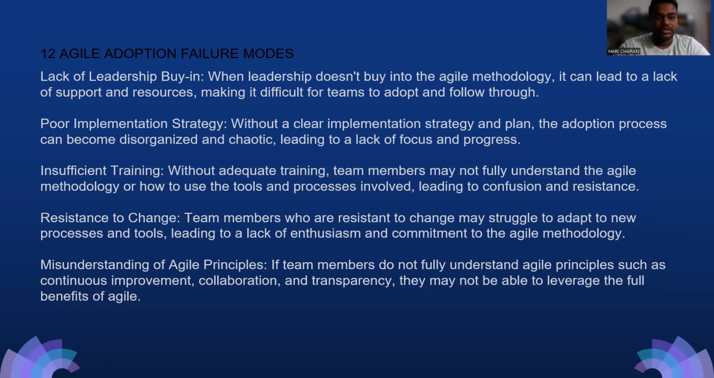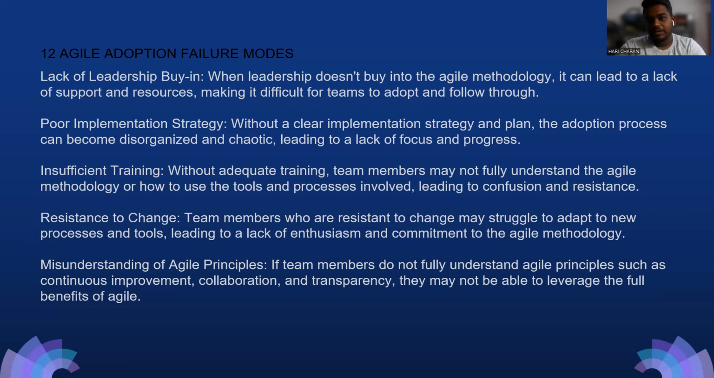And the other one is resistance to change. Resistance to change is when team members who are resistant to change struggle to adapt to new processes and tools, which leads to a lack of enthusiasm and involvement in the process, and leads to major confusion and resistance over the project. So this is about resistance to change. And let's go for insufficient training.